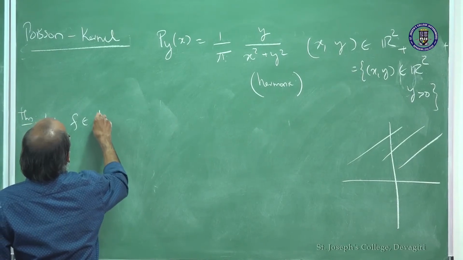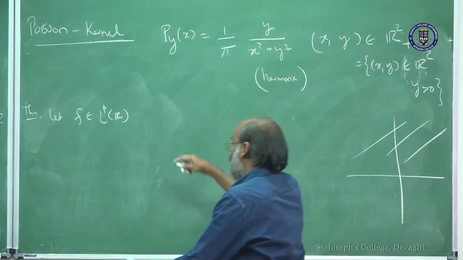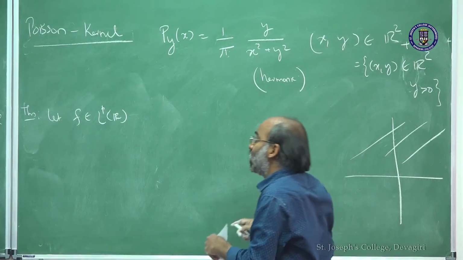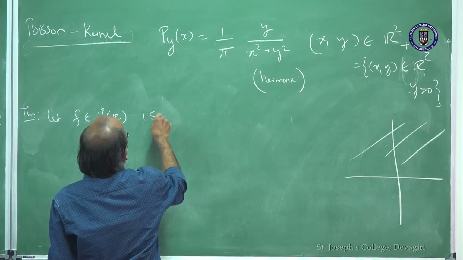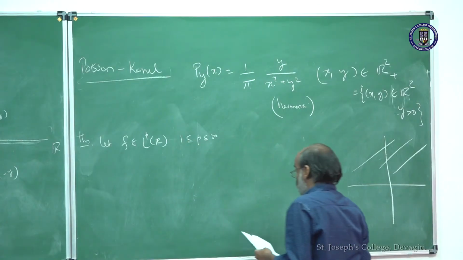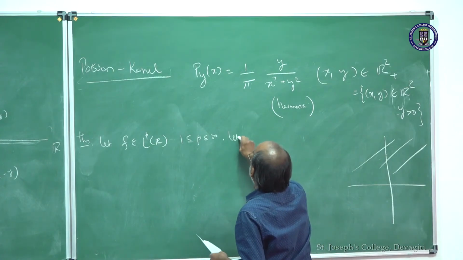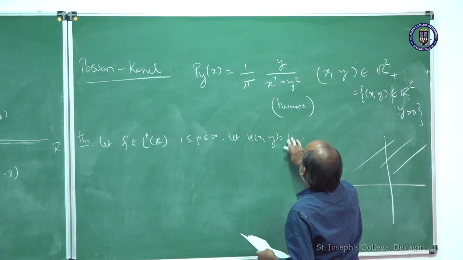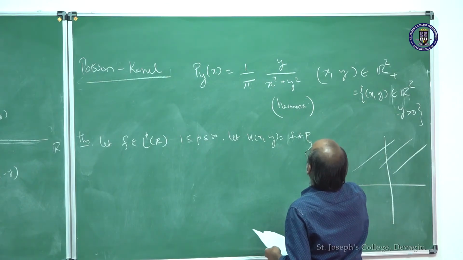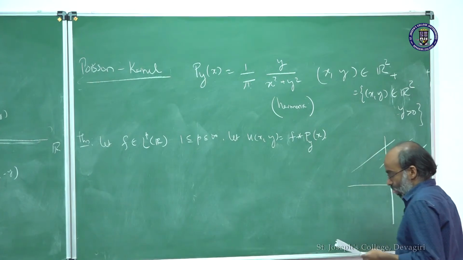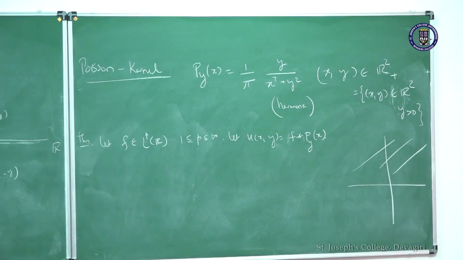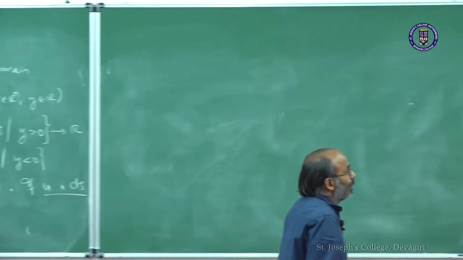let f belong to Lp of R. So, in general it will be Lp of Rn and there is a corresponding Poisson kernel, okay. Lp of R, 1 less than or equal to p less than or equal to infinity, okay. Let u(x, y) be equal to f convolved with P_y at x, okay. So, there are some things you should notice. So, I'll write it down here. So, Poisson kernel has various properties. Apart from being harmonic, you can think of y as a parameter epsilon, and this is simply the dilation, okay.